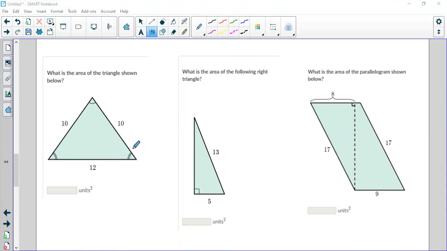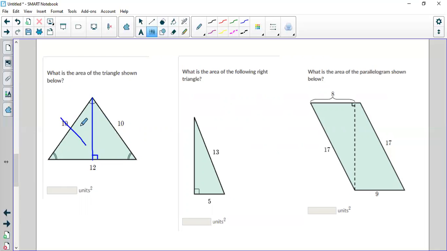Triangle here. Well, if I need area, I need a base and a height. Well, I have a base of 12. Look at these two sides are equal. That means this triangle is isosceles. If I cut this triangle right down that middle, there you go. I just made myself a right angle. I made myself a right triangle here. That line I drew is the height. That'll end up being one of the legs.